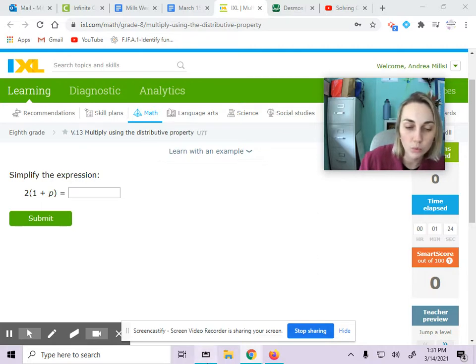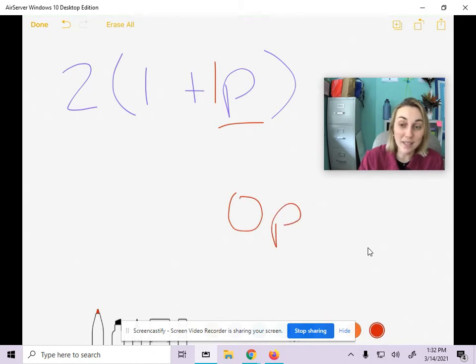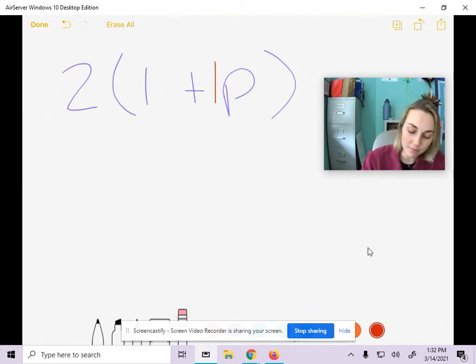I'm glad that they started off with this one because there's a few things I want to make sure that y'all know. When you have a variable by itself, a letter by itself, you need to automatically assume that there is a 1 in front of that letter. You have to assume that because 0p doesn't exist. So a 1 has to be there in order for that p to even exist in the first place. So if there is a letter by itself, you do need to automatically assume there is a 1 in front of it.